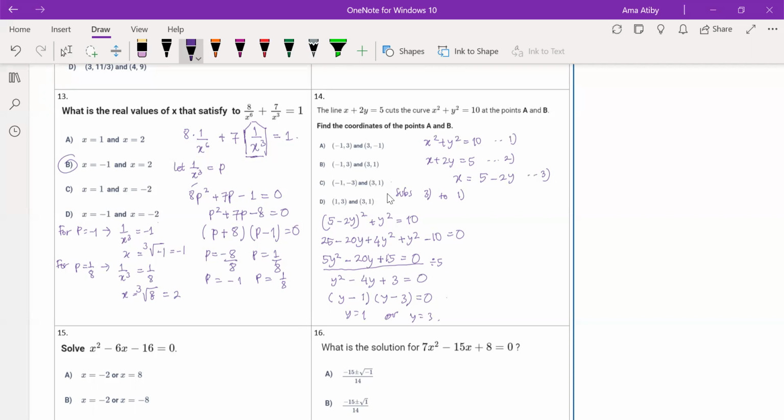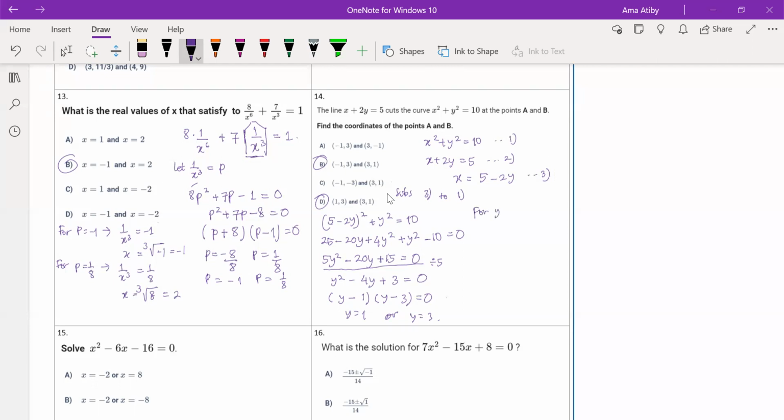Let's check out this one. This is 3 and -1, so no. 3 and 1, yes. So the answer will be B. This is to shorten the process. Okay, and then, oh, sorry, look at this. You have also D here, 3 and 1. So it becomes 50-50. Therefore we just need to find the value of x.